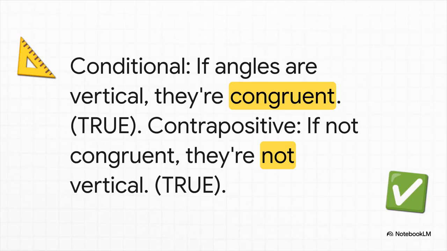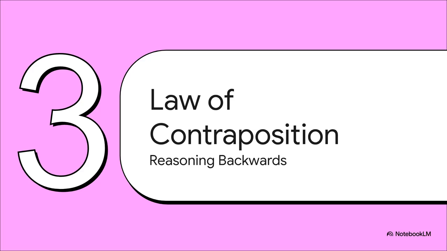Let's try another one, this time from geometry. It's a fact. If two angles are vertical, they are congruent. True. So now, let's flip it and negate it to get the contrapositive. If two angles are not congruent, then they are not vertical. Also 100% true. See? It works like a charm every single time. This is a rule you can bank on. Now this powerful connection actually has a formal name, the law of contraposition. And this law is what lets us do that backdoor reasoning we talked about at the very beginning.